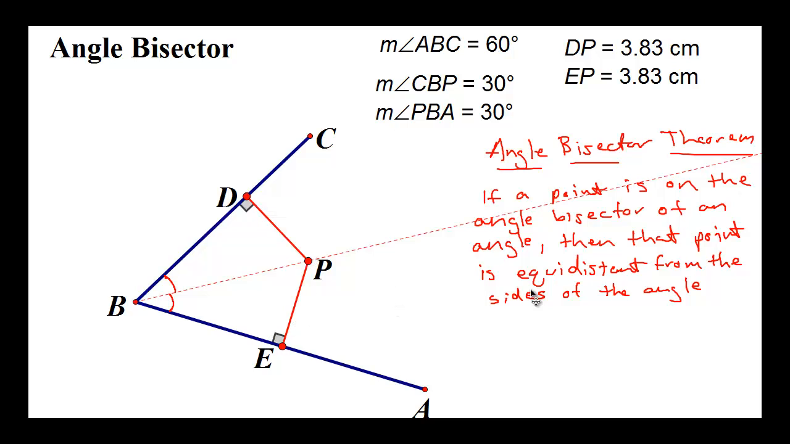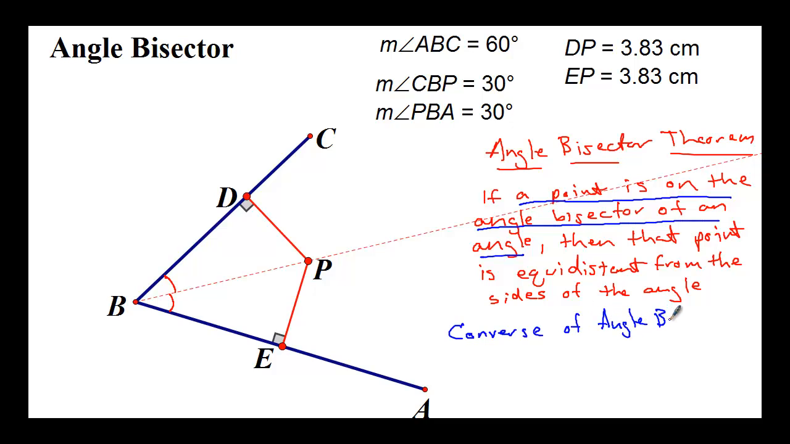There's also a converse of this theorem. So there's a converse. I'm not going to write it down here. You can go ahead and write it down, and it says exactly what this says, except if a point is on an angle bisector of an angle becomes the then part. So our theorem would now say if a point is equidistant from the sides of the angle, then that point is on the angle bisector of the angle. So there's a converse of the angle bisector theorem. And you want to write those down.